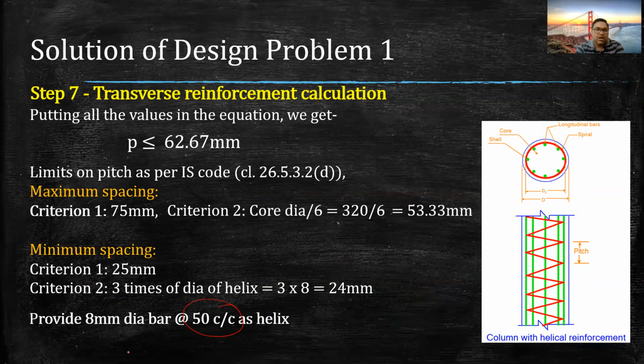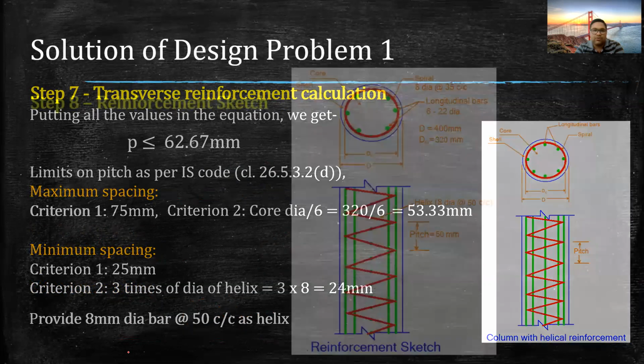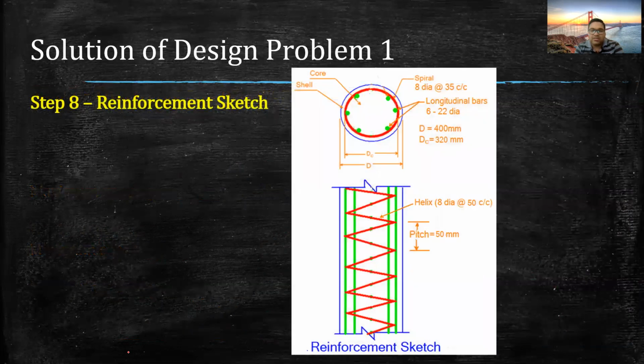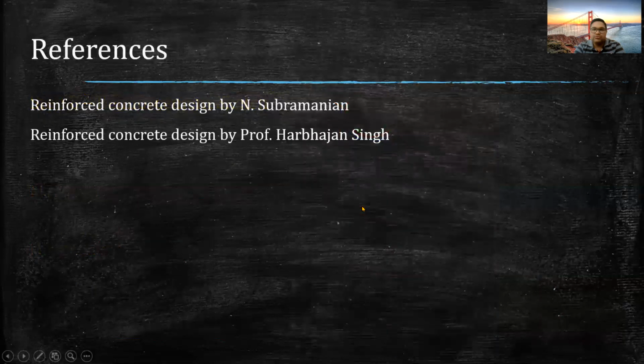So this is how we calculate the transverse reinforcement in the case of this type of column. This is the final reinforcement sketch that we have to make. Here, these are the 6 bars that we have designed as longitudinal reinforcement, and this is the spiral. In the elevation also, you can see how it is varying. So that is the reinforcement sketch. It concludes our numerical. Thank you.